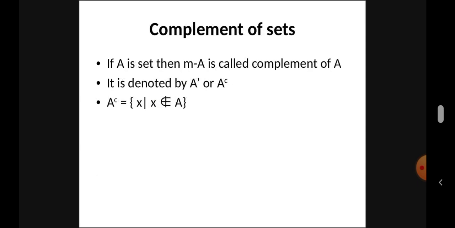Then next topic is the complement of a set. If A is a set, then A' is called the complement of A, and it is denoted by A dash or A complement. And here A complement is equal to the set of x such that x is not an element of A. അപ്പോൾ എയിലില്ലാത്ത എലമെൻറ്റ്സ് അതാണ് എയുടെ കോംപ്ലിമെൻ്റ് എന്ന് പറയുന്നത്.